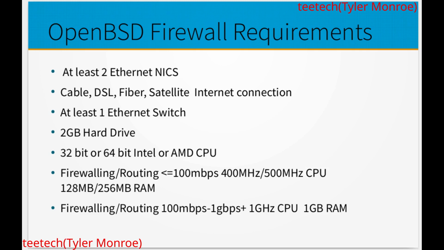As far as the amount of throughput and bandwidth, the specs you need for that, I would say anything equal or less than 100 megabits per second, you can get by with a 400 to 500 megahertz 32-bit CPU with about 128 megabytes of RAM to 256 megabytes of RAM.